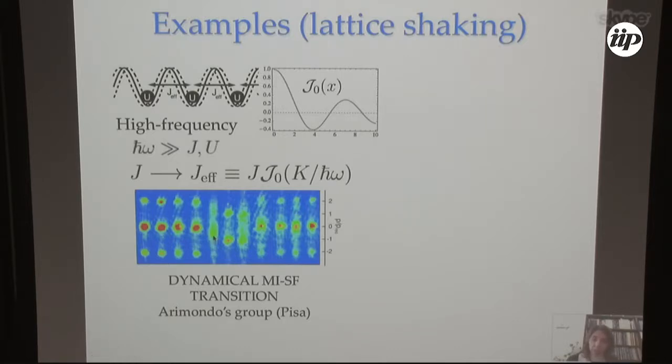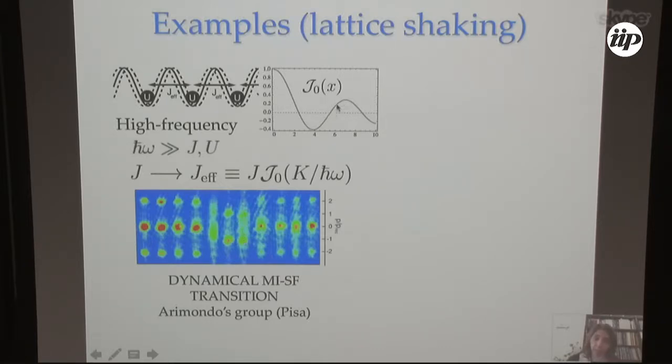Even more interesting is that as time goes by, if I get a negative J naught, I am no longer in an upward parabola, but in a downward parabola. And now we are condensing at plus pi and minus pi at the boundaries of the Brillouin zone. That's why now I have a finite momentum condensate here. And when I reach the next zero of the Bessel function, I get again another Mott insulator.